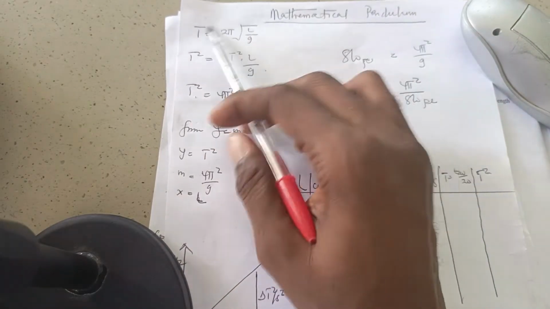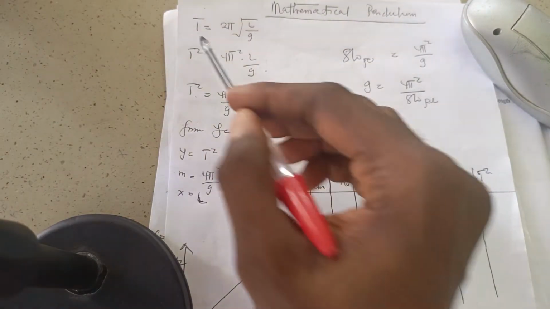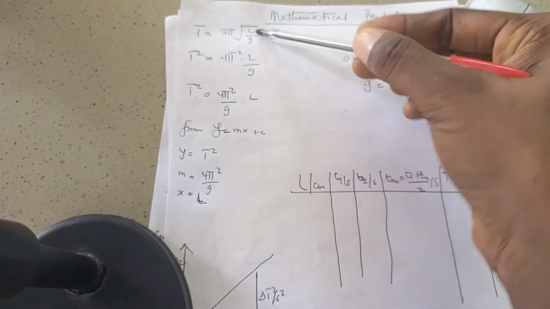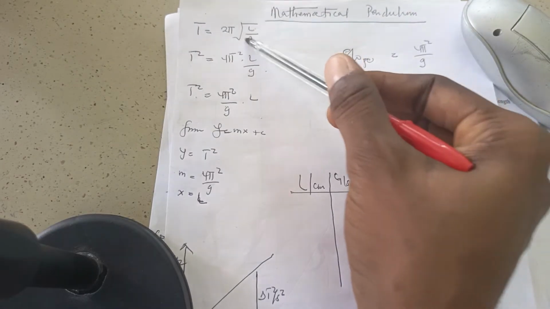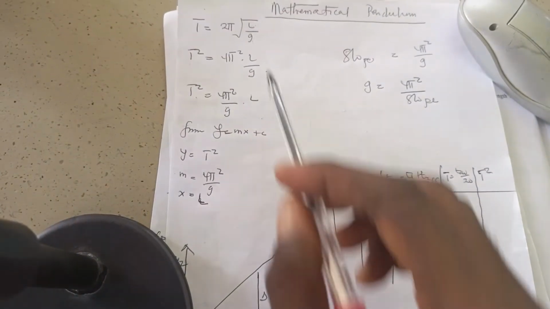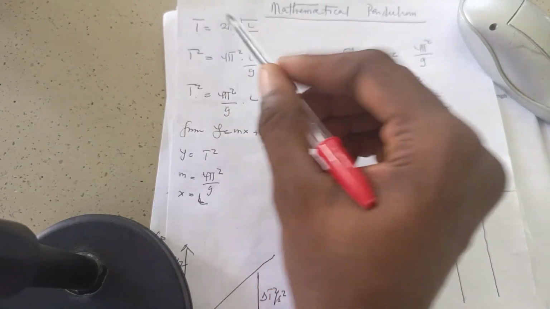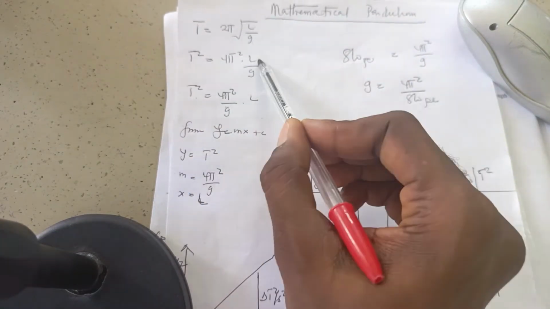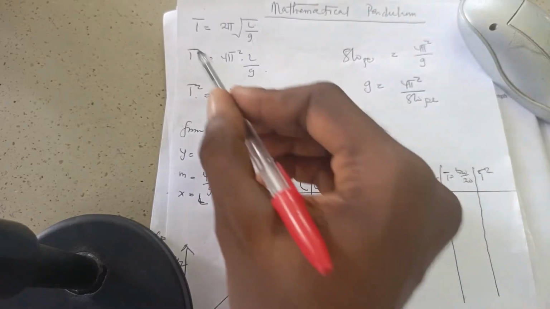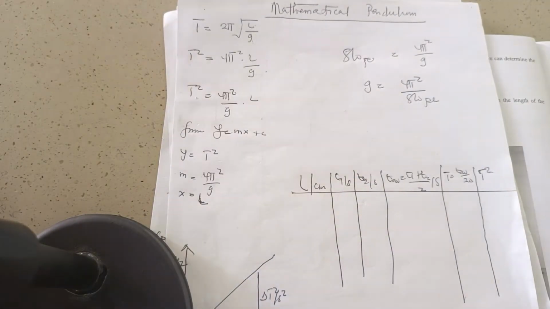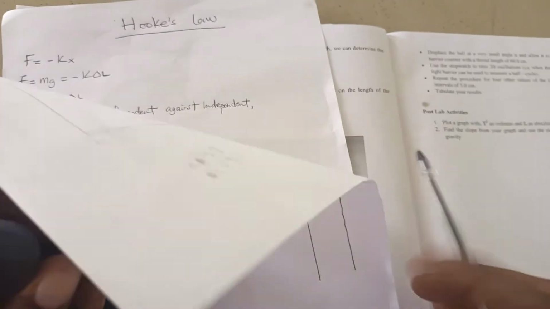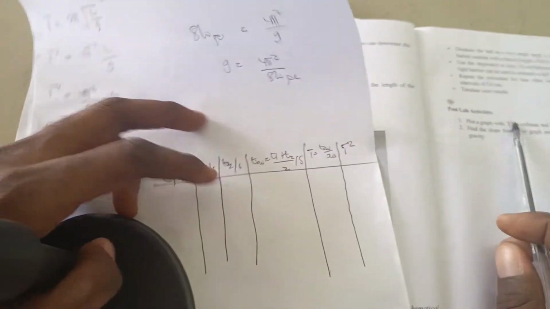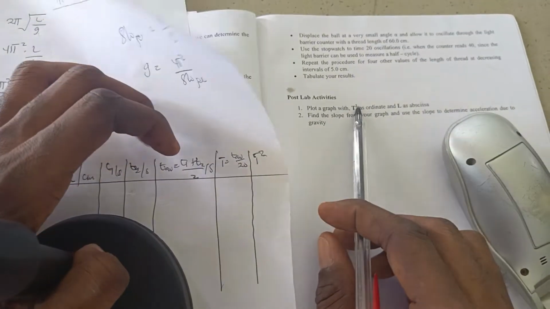So this is the equation that was given. This is the period, this is the length, and this is the gravity we are finding. These are constants. The first thing we need to do is square both sides and then remove the square roots. Then we'll have an expression like that. But since they said we should plot, we are plotting T squared against L.